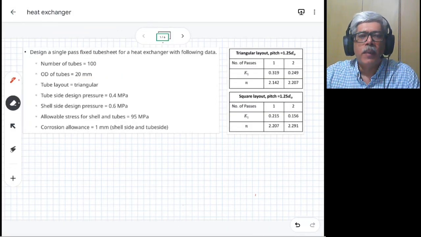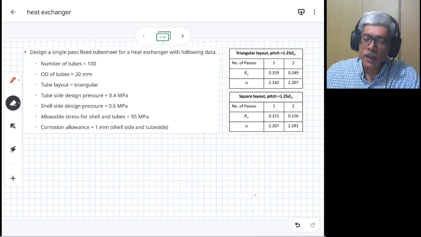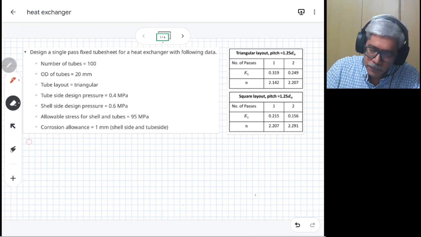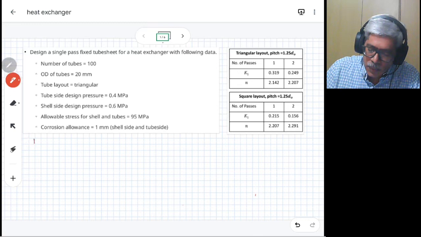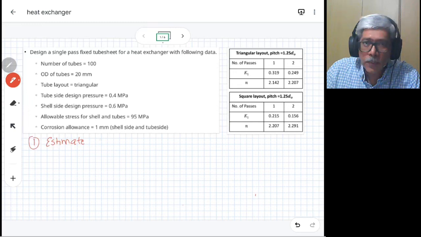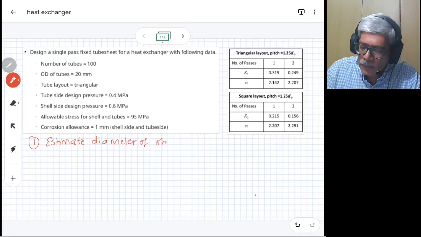In this problem, in order to determine the tube sheet thickness, first we have to decide the thickness of the shell or the channel shell. So let's do that calculation first. So we'll estimate the thickness. For that purpose, we need to estimate the diameter of shell or channel.